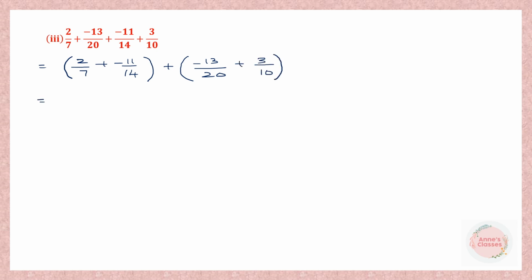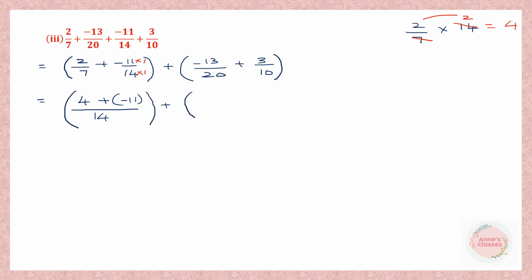Now let's simplify the first one. Let's find the LCM. The LCM of 7 and 14 will be 14. So take the first rational number 2 by 7, multiply it with the LCM, 14. Cancel 7 and 14. Multiply the numerators. 2 2s are 4. So first numerator is 4. Look at the next one. The denominator is 14 itself. So 14 into 1, minus 11 into 1 is minus 11.